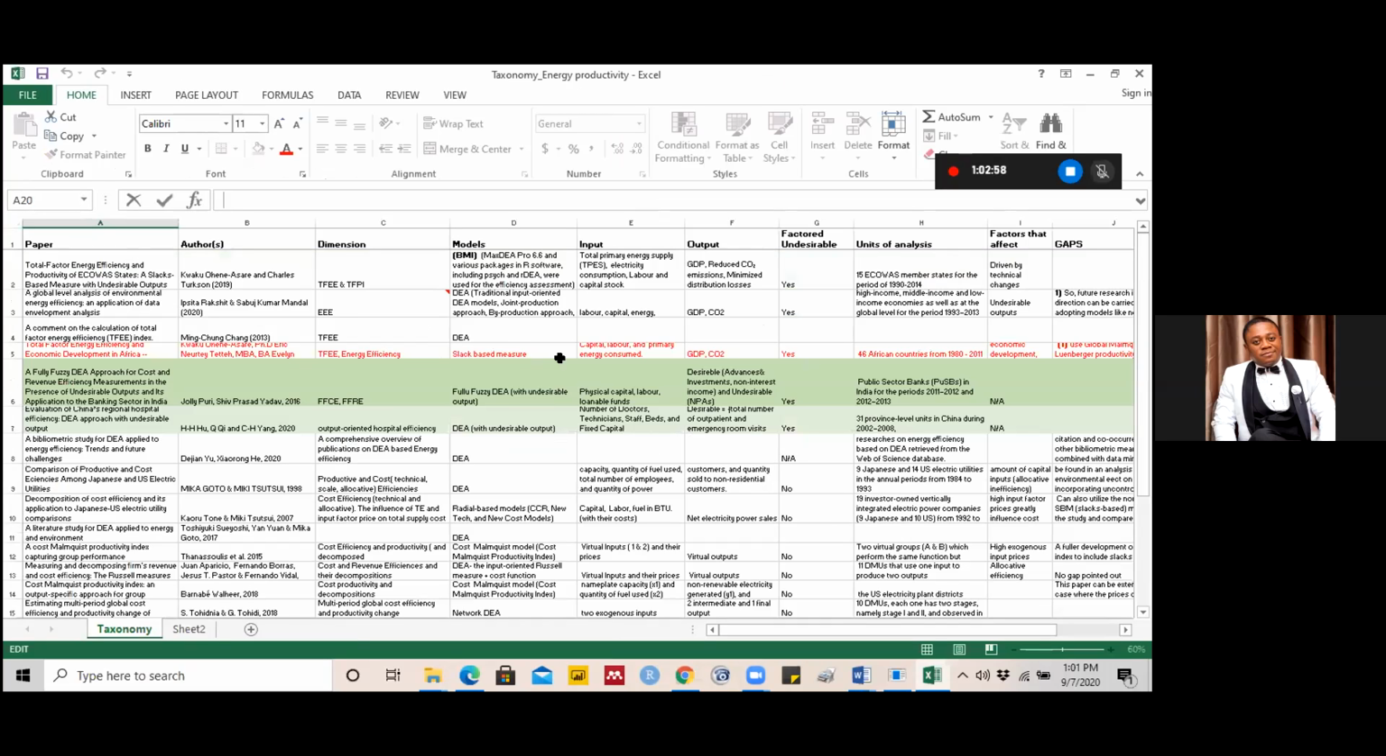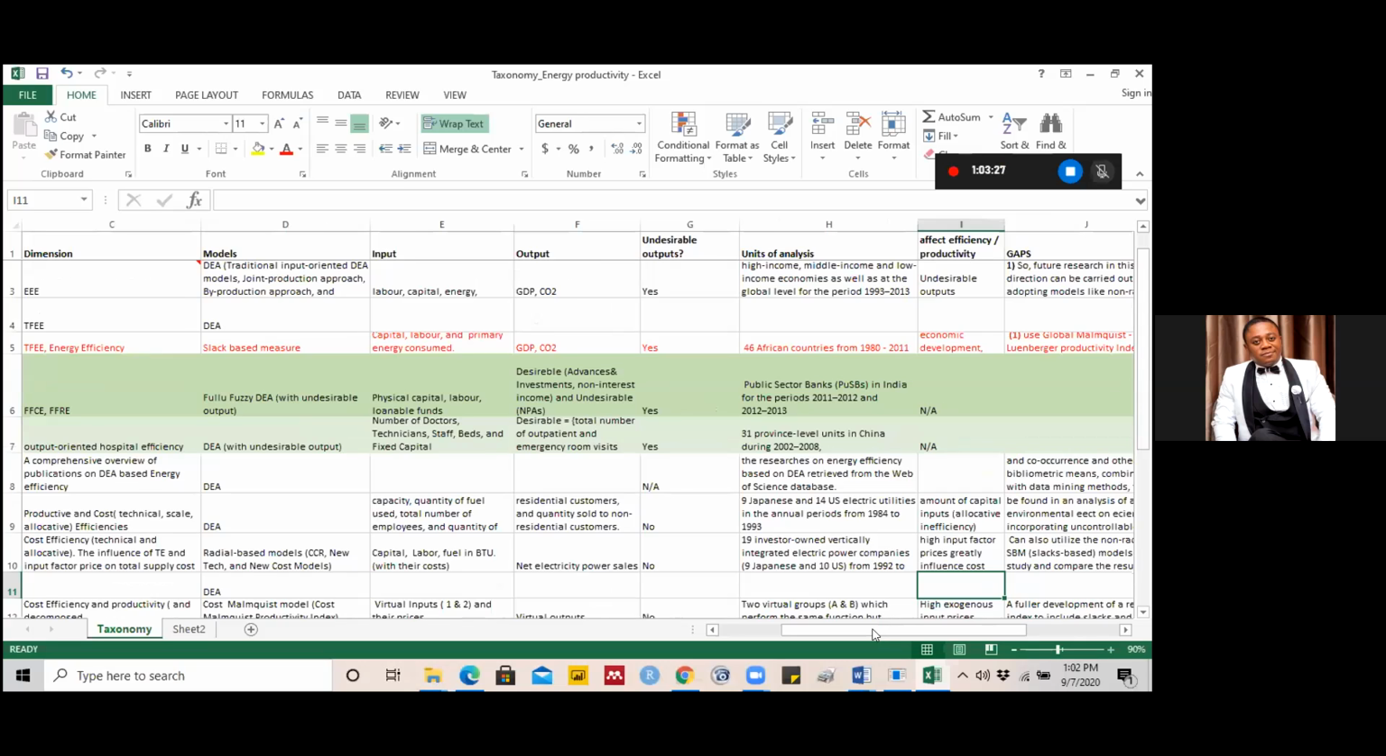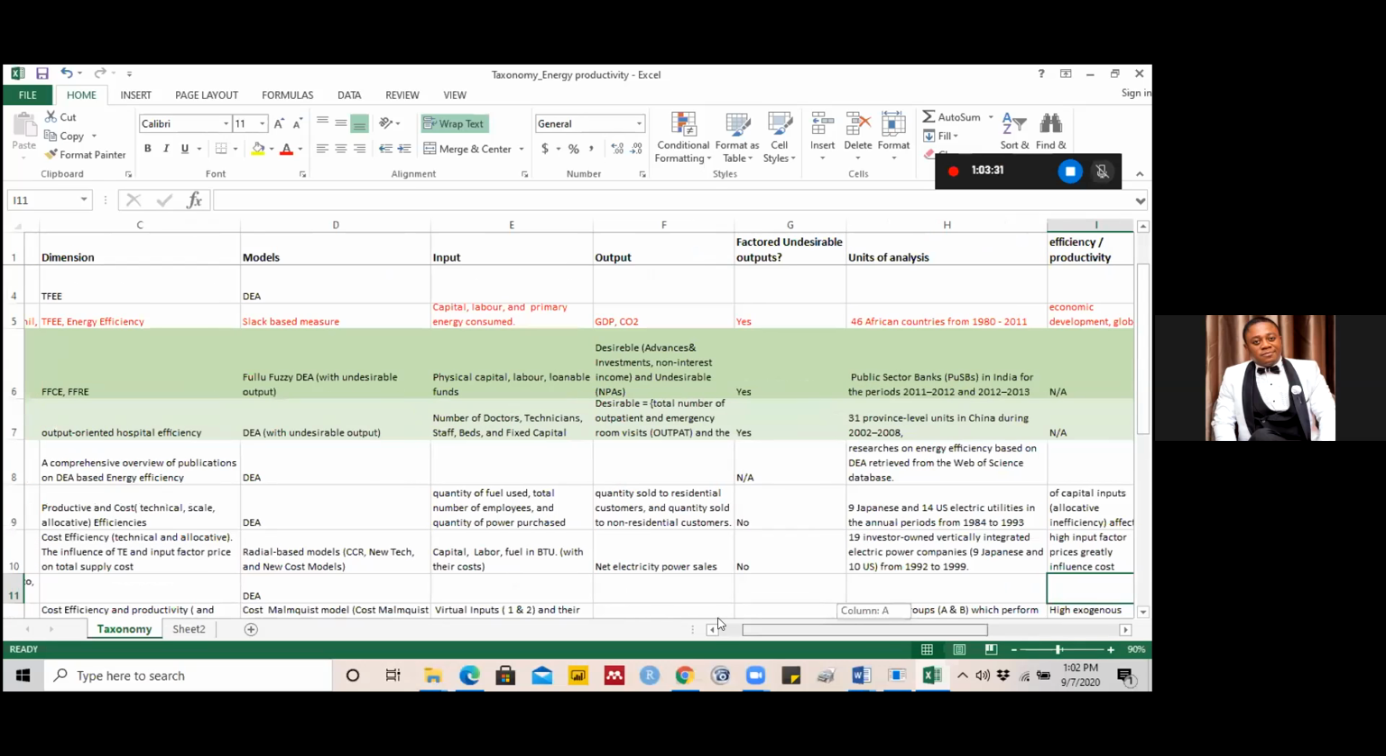If we can all see my screen, we have this Excel sheet. You have the various columns. So we have the first one being the paper. Diana, make it a bit bigger. I always want to zoom in. Okay. Zoom in a bit. Okay. Please, is it better now? Is it okay? Yeah. Okay.